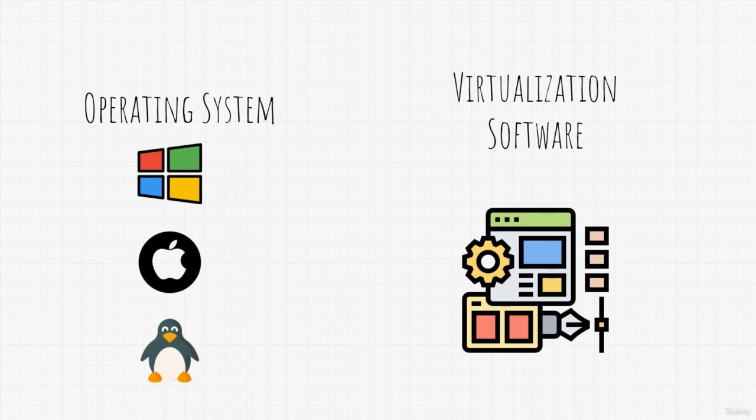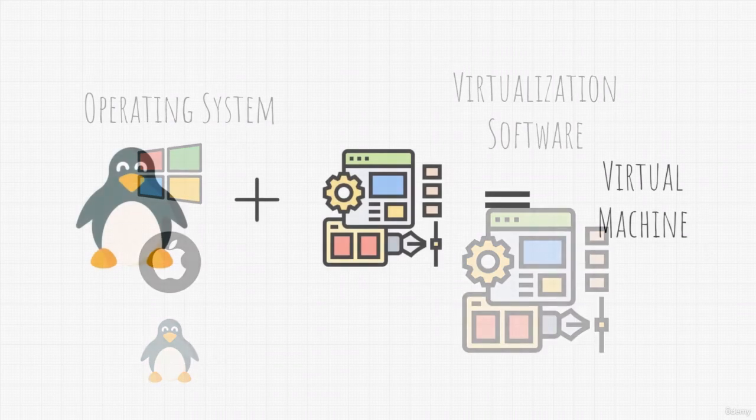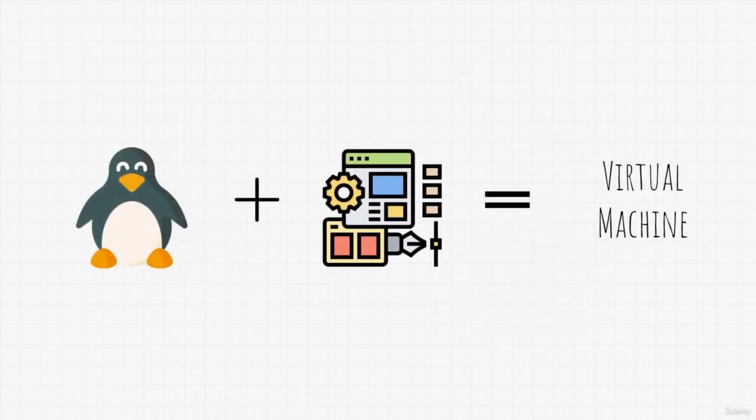Even though it sounds harsh, virtualization software is essentially a program that will allow our physical machine to lend hardware components to our virtual machine. Or we can also define it as a program that will allow us to run multiple operating systems on a single host, or a single machine. So with these two combined, we can create our virtual machine, and in the next few lectures, we're going to see exactly how to do that. See you there.